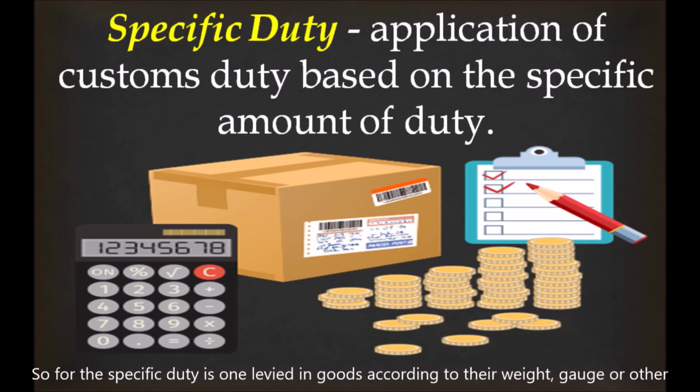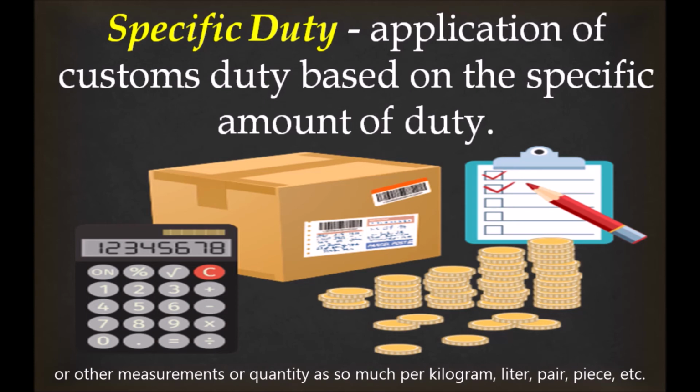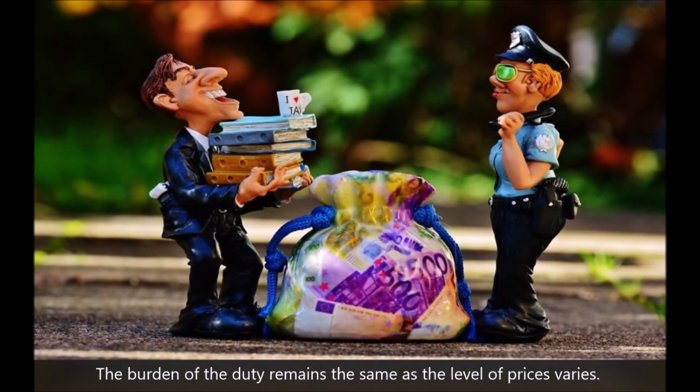is one levied on goods according to their weight, gauge, or other measurement or quantity, as so much per kilogram, liter, pair, piece, and etc. For the advantages of specific duty, it is easier to levy because what the customs has to do is to take the measurement, volume, or quantity of the good. And for the disadvantages, the burden of the duty remains the same as the level of the prices varies.